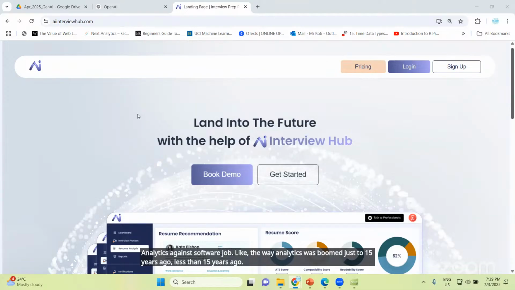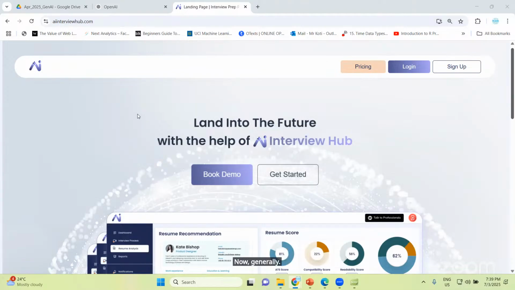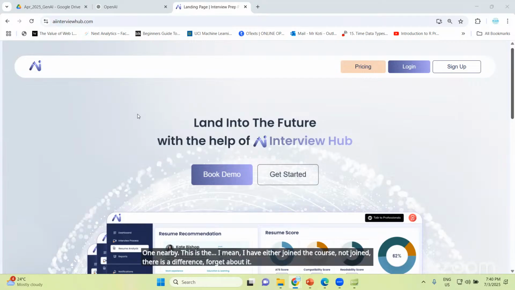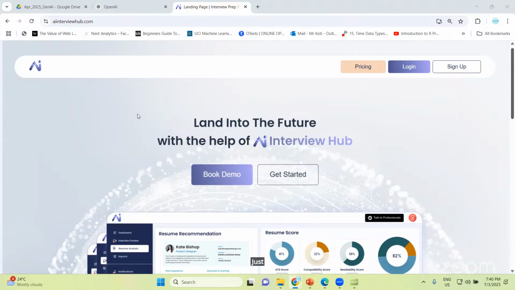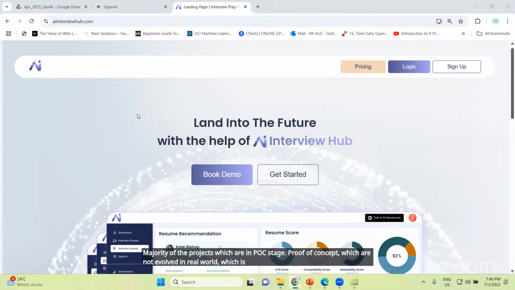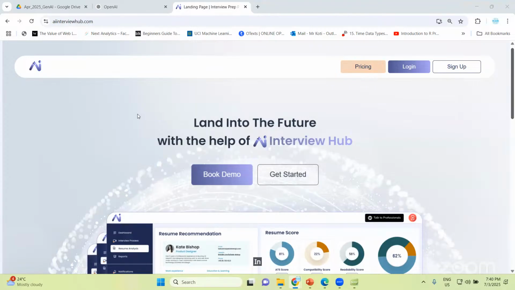Now Gen AI has just started, guys. Just 1 year ago. It's a 1-year-old baby. Whether you join my course or not is a different story; I'm not saying this because of that. The boom has just started in the world of Gen AI. The majority of projects are in the POC stage, proof of concept, and have not evolved in the real world. That is going to happen and become true in 1-2 years.